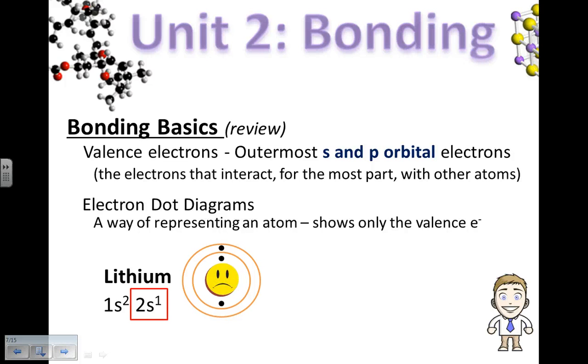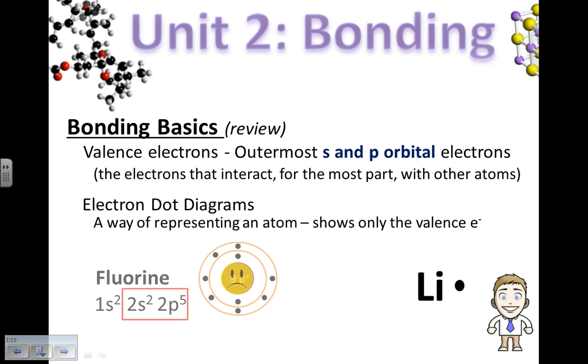Here's lithium again. We already know lithium has 1 valence. Here's how you do its electron dot diagram. Start off with just the element symbol, Li. Then you put 1 dot around the symbol to represent the 1 valence. My dot is on the right. You could put your dot on the left, the bottom, or the top. It doesn't matter.